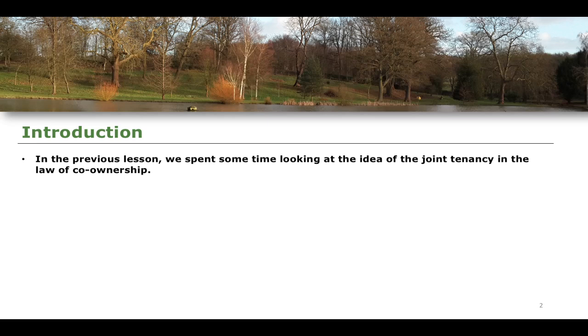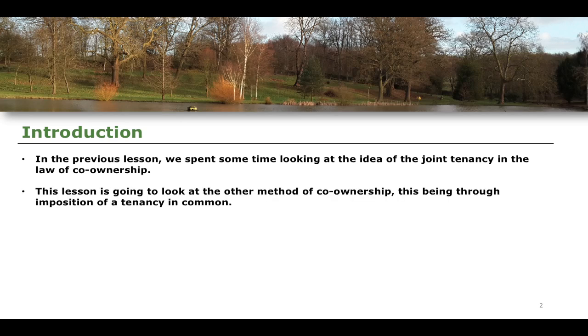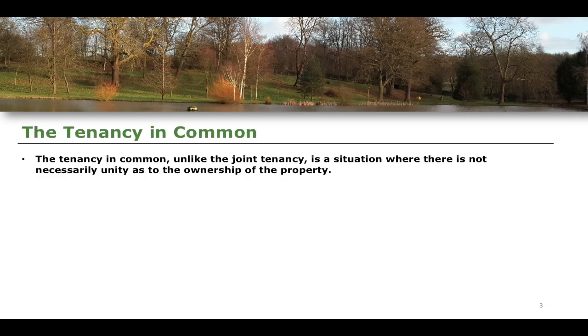So in the previous lesson, what we did was spend some time looking at the idea of the joint tenancy in the law of co-ownership, what the joint tenancy meant. And as a basic recap, the joint tenancy refers to a single unity between the co-owners of a property, such that they have the same rights to possession and enjoyment of that property. In order to satisfy the existence of a joint tenancy, there has to be the presence of the four unities: the unity of possession, the unity of interests, the unity of title, and the unity of time. This lesson is going to look at the other method of co-ownership, the idea of the tenancy in common.